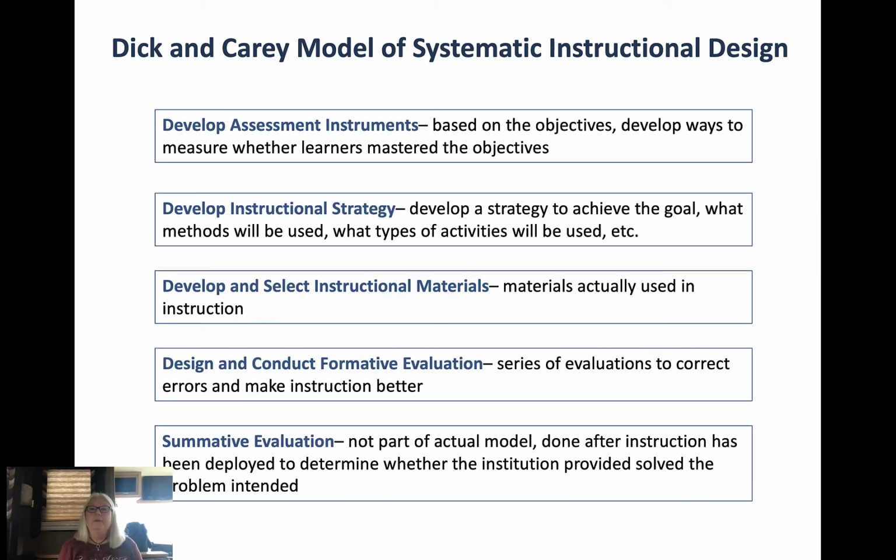Then we develop assessment instruments based on our objectives, because we have to know whether learners have mastered the objectives. And then we develop a strategy, and the strategy is the blueprint for the training. Tells us how we're going to achieve the goals and objectives and what kind of activities we're using, what kind of multimedia. And then we develop the instructional materials, and then we do an evaluation. We do a formative evaluation, and lastly, summative evaluation. So you can kind of see these do really coordinate with the Dick and Carey model and the ADDIE model.